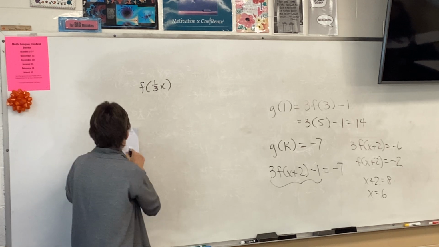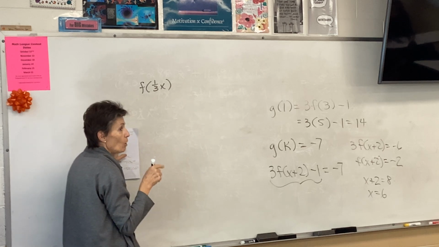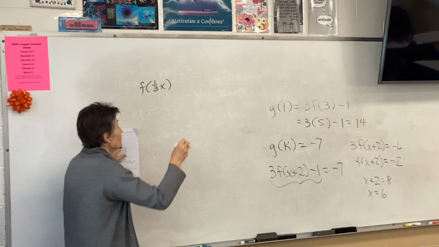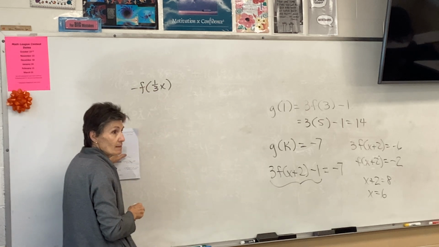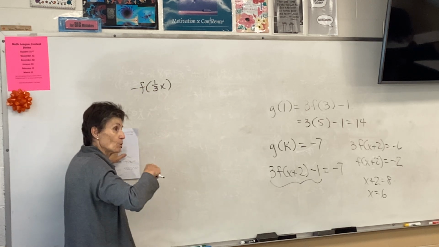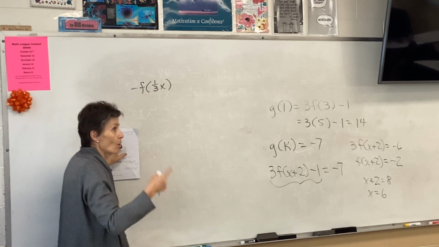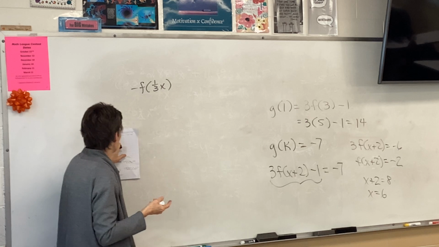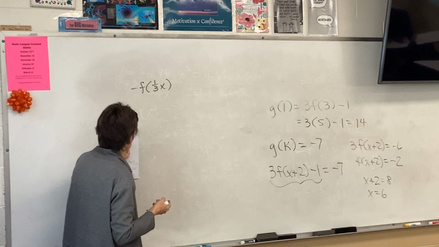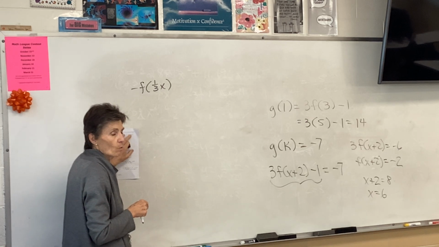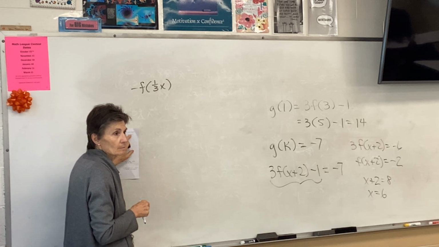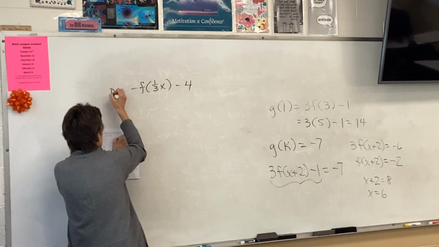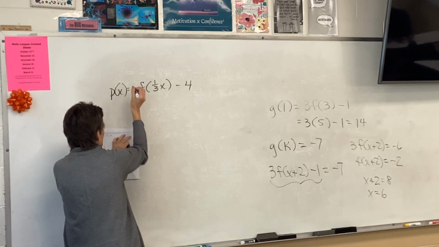And then a reflection over the x-axis. Is that a negative outside? Negative outside, because if you're reflecting over the x-axis, aren't you changing the sign on y? And then a vertical translation by -4. And this is our function P now. This is P.